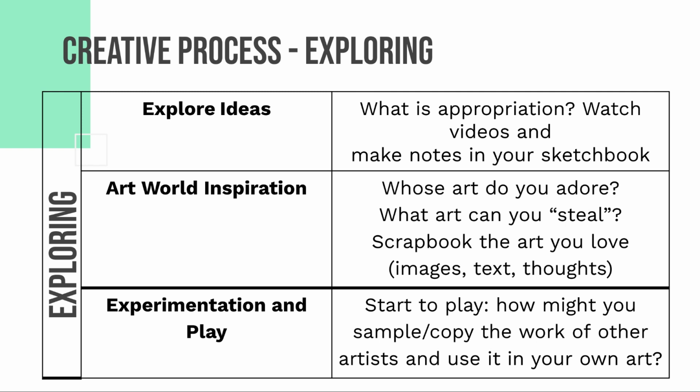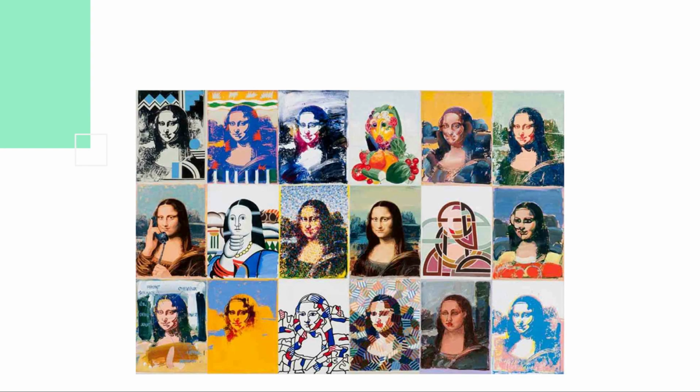And then start to play. How do you think you might like sample or copy? Maybe it's the imagery that you love and use it in your own work. Here's some examples. So here is a very famous painting. You might have seen it before. All right. So you've got Da Vinci's Mona Lisa recreated or appropriated and reimagined in 18 different ways, according to some different famous artists and different ways of thinking about reimagining the artwork.